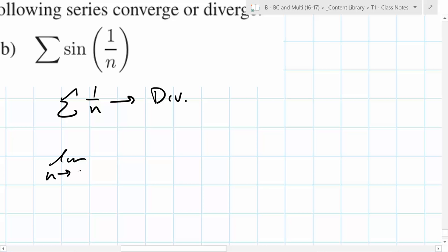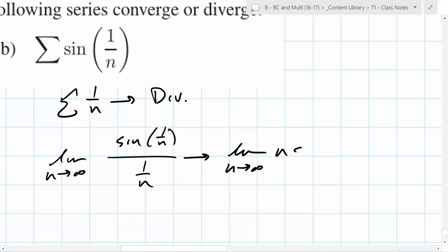So what about this? The limit as n goes to infinity of sine of 1 over n over 1 over n. What does that simplify to? The limit as n goes to infinity of n sine of 1 over n. And this is a really cool thing. What is sine of 0? 0. So this is going to 0. But what is this doing? It's going to infinity. So you have this thing that's getting infinitely big, multiplied by something that's getting infinitely small, right? So what wins is the question.